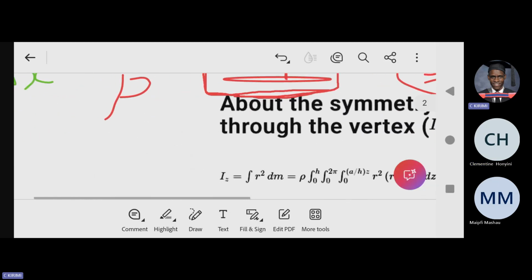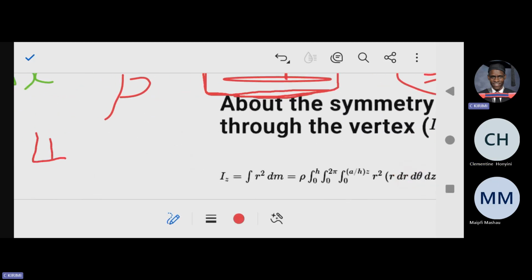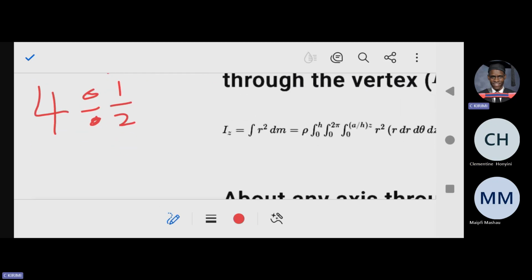It's just like asking, what is 4 divided by half? It's 4 times 2. You use the inverse operation: the inverse of division is multiplication, and the inverse of 1 over 2 is 2 over 1. So 4 divided by half can be written like this. Can you see?